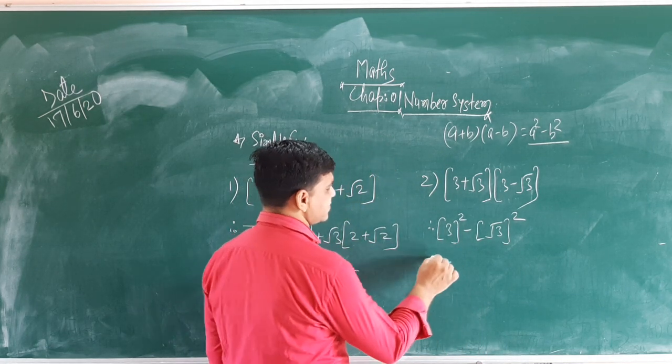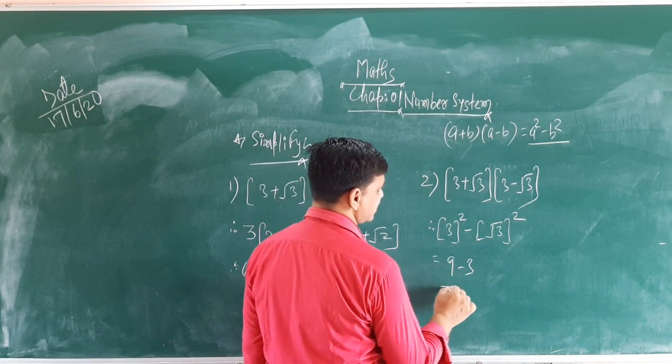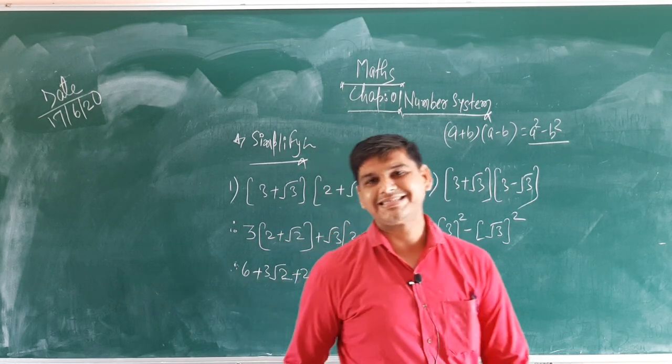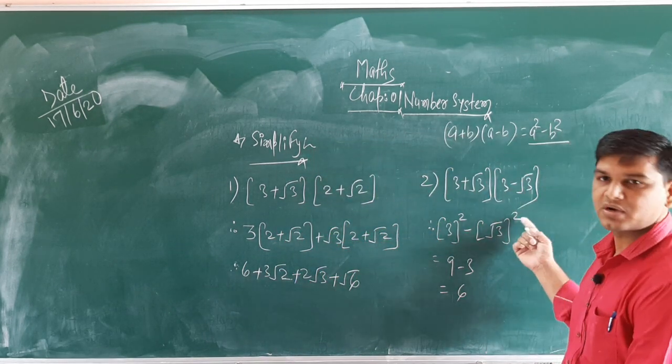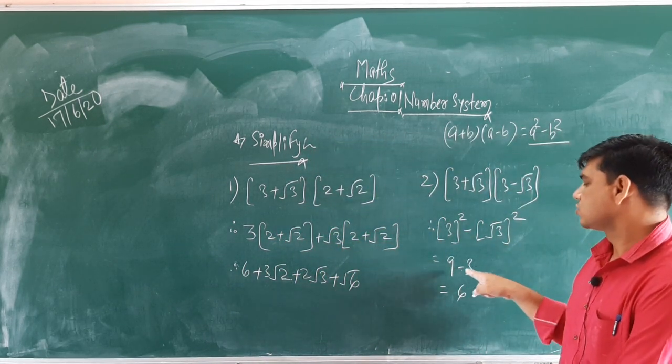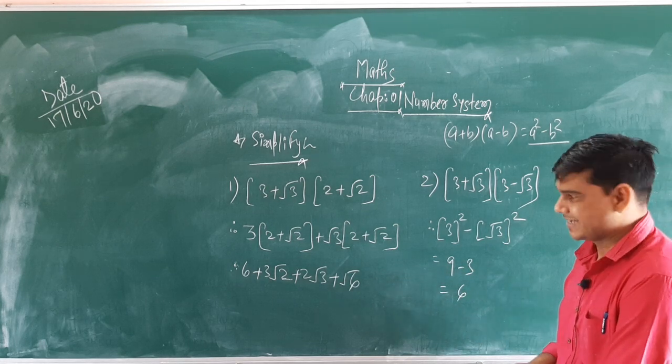So 3 square is 9, minus root 3 square, which is 3. Root 3 into root 3 is root 9, which is 3. So 9 minus 3 is equal to 6.